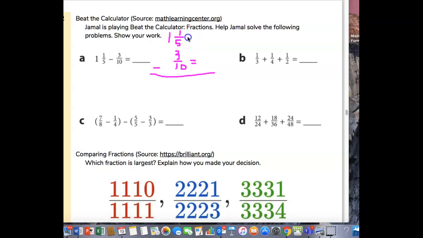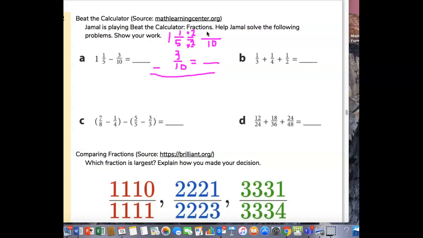So now see if you can use one of the denominators that's already in your problem. That's the easiest thing to do if we can. So will 5 go into 10 evenly? Yes, it will. So let's use 10, and then we say 5 times what equals 10. We know that's 2. So whatever we do to the bottom, we have to do to the top.